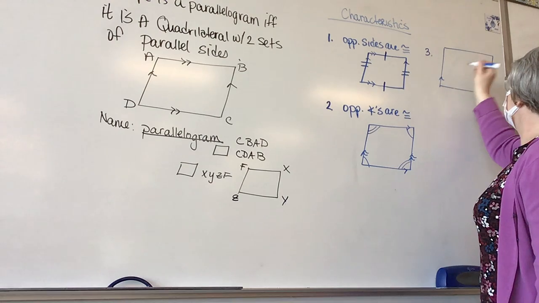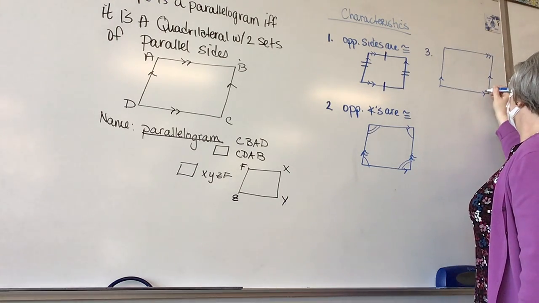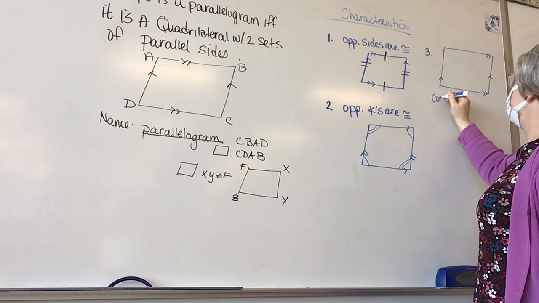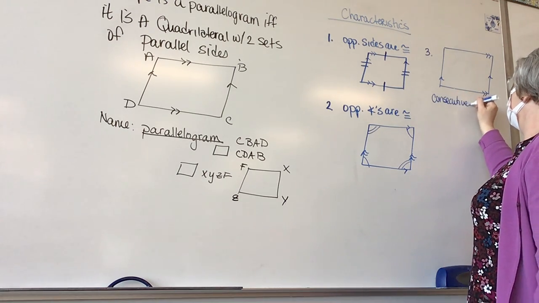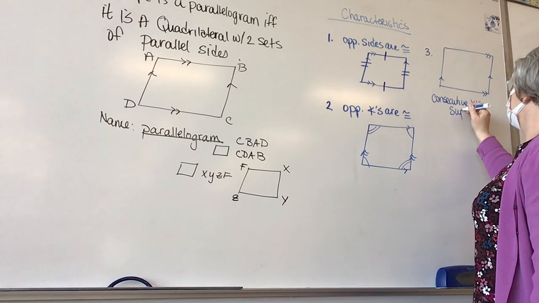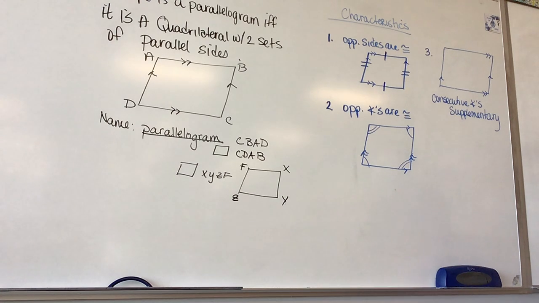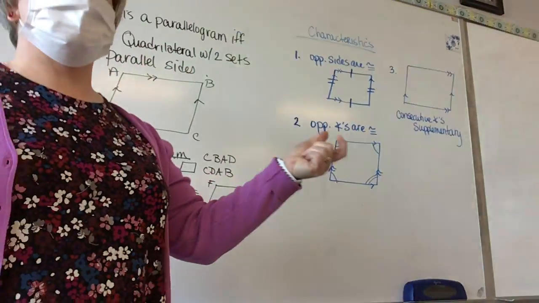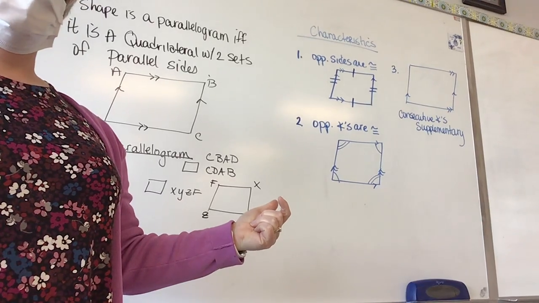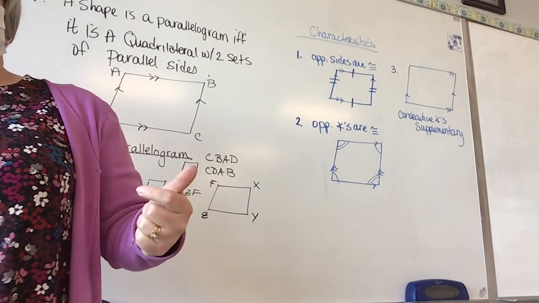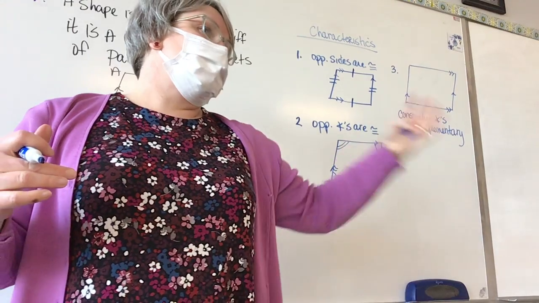Start with a parallelogram. And the characteristic says consecutive angles are supplementary. Consecutive angles are supplementary. Okay, consecutive is right next door. So if you think about your house, sometimes you have a neighbor to the left and sometimes you have a neighbor to the right. Agree? So if I'm consecutive maybe to the north, it's this family. If I'm consecutive to the south, you're this family.